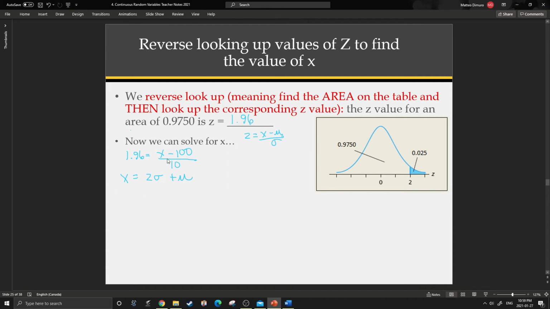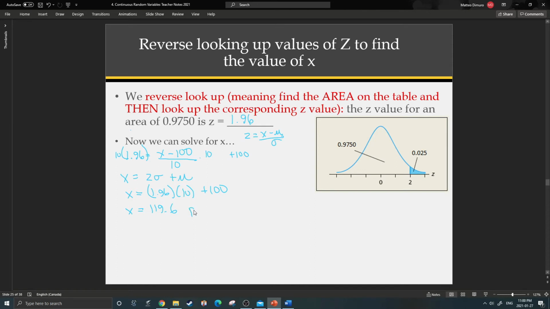But if you do it the algebra way, you multiply both sides by 10, that's the standard deviation, times the z-score, and then you have to add 100 to both sides, and you're going to get this. So the work's going to be 1.96 times 10 plus 100. Give you a moment to calculate that, and you're going to get 119.6.